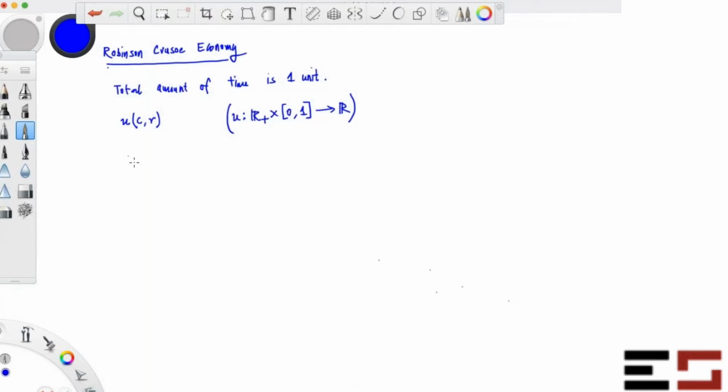So we have a production function f, which is a function from R plus to R plus, and basically C is equal to f of L. Is that clear? Okay, fine. So this is the utility function of Robinson Crusoe, and this is the relationship between the amount of labor time and the number of coconuts gathered.